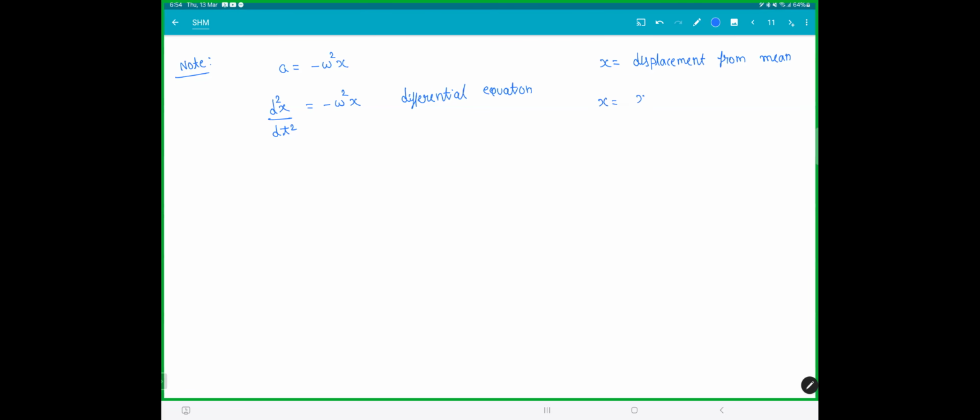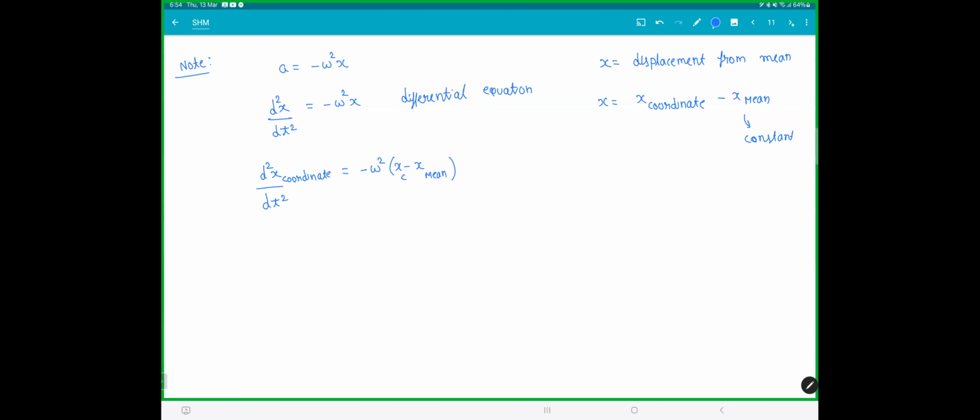So this x is nothing but x coordinate minus x mean. And remember, this is a constant. Mean position is constant, x coordinate can change. So this function becomes d square x coordinate by dt square, double differential, is minus omega square into x coordinate minus x mean. I'll just write as xc. Clear? X is not the x coordinate. X was the displacement from the mean position. If the mean position is origin, then the x coordinate and the displacement would be same. But that is not true every time.